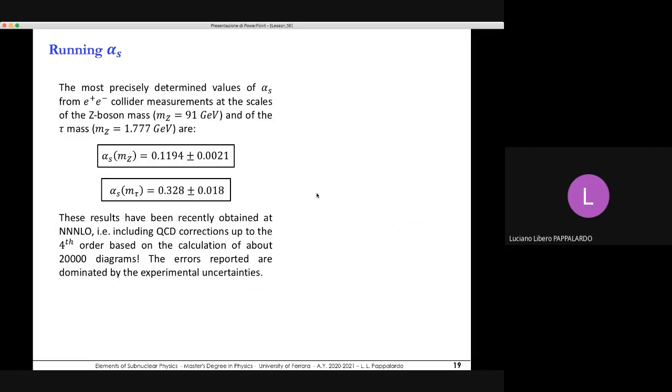These results have been recently obtained at next-to-next-to-next-to-leading order. You put in a lot of QCD corrections, up to the fourth order, and this means including in the calculation about 20,000 diagrams. So you can imagine how complex this calculation is. The error bars that you see here are mainly due to the experimental uncertainty instead.